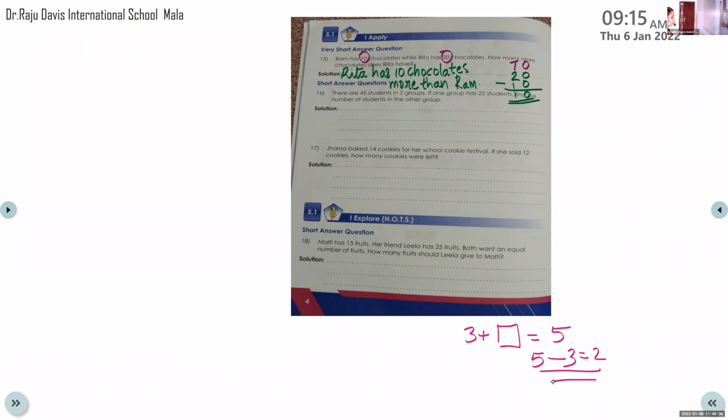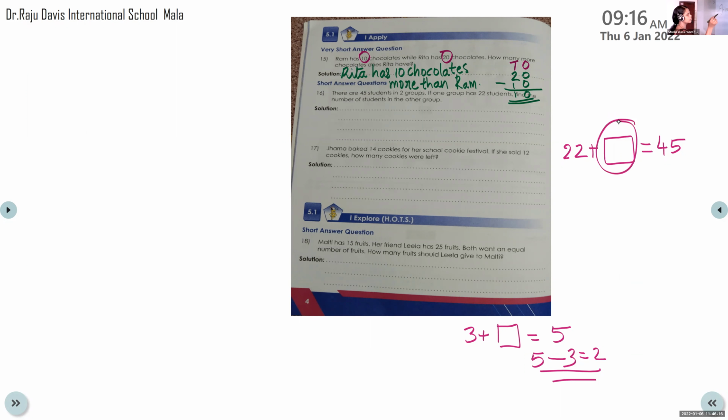Rayan, listen here. 3 plus one number, you get the answer 5. You only told me the number which should be added to 3 is 2. So from where did you get the 2? You just minus. See, 5 minus 3, the answer is 2. The same way, see, one group having 22 students, then another group that we don't know how many students are there. That we have to find out. But we know the total number of students, that is 45. 22 plus one number, we don't know that number, equal to 45. We have to find out the number in the box.